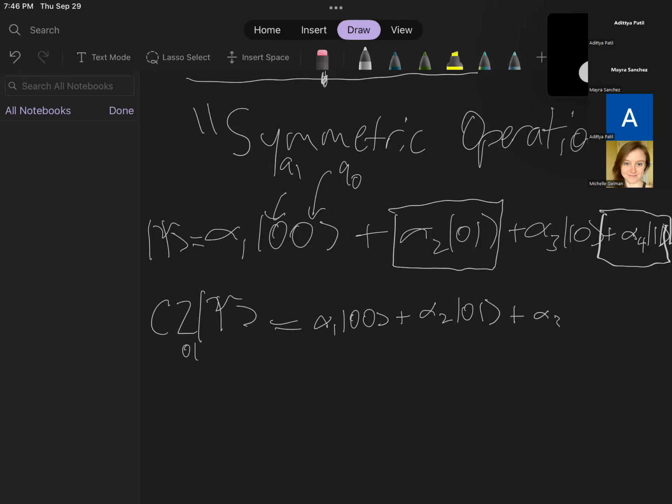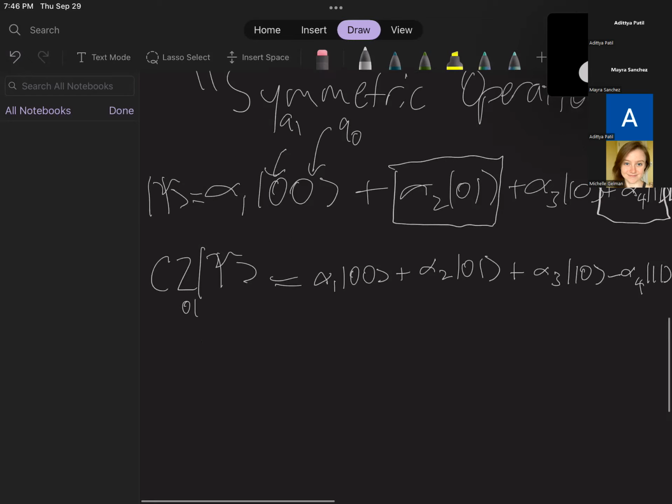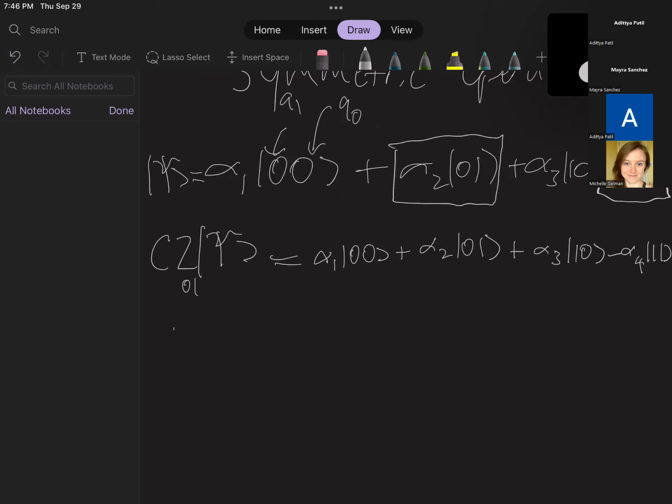And alpha sub 3 is 1, 0, and alpha sub 4 is 3. But since alpha sub 4 has a target qubit value of 1, the sign is going to flip at the very end to a negative. So that's if we have CZ of 0.